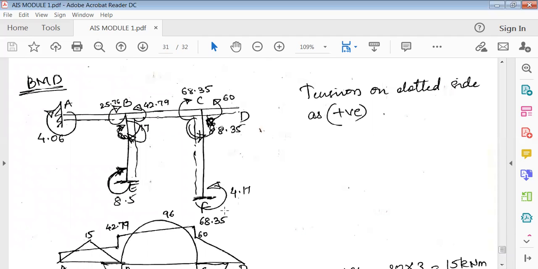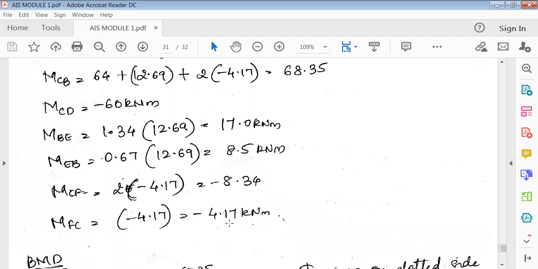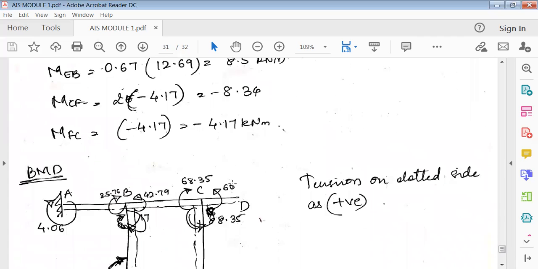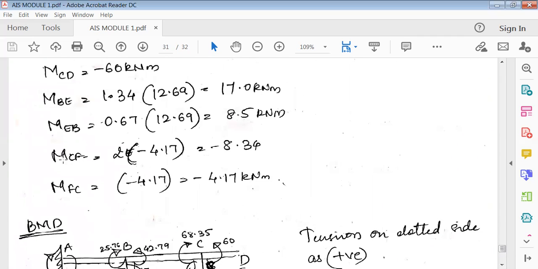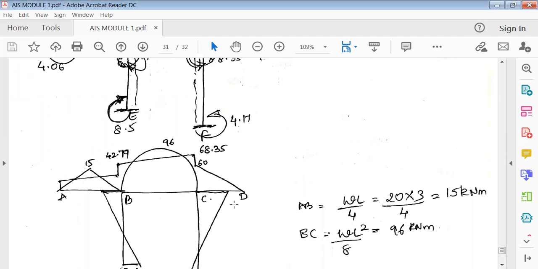Then MFC is minus 4.7. So minus means show it like this, anti-clockwise. And MCF is again minus 8. So minus, and show it anti-clockwise like this. Okay, once you show this, next is drawing the bending moment diagram.